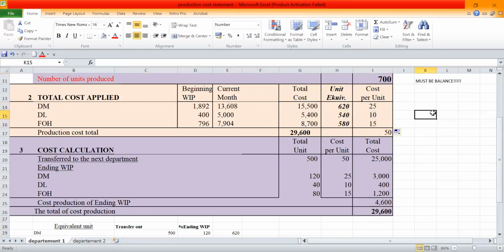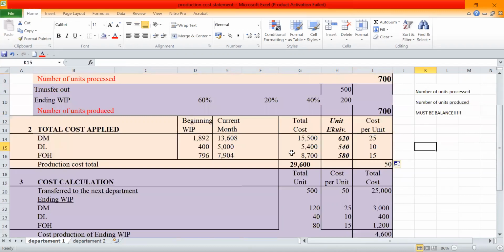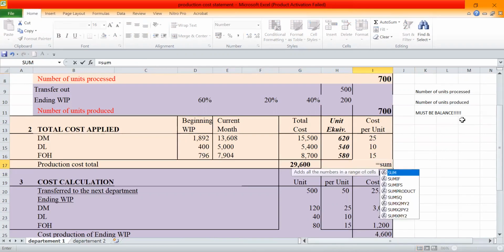And then we have to sum the numbers of the total cost in here. Okay, and this is the total cost per unit of each product.